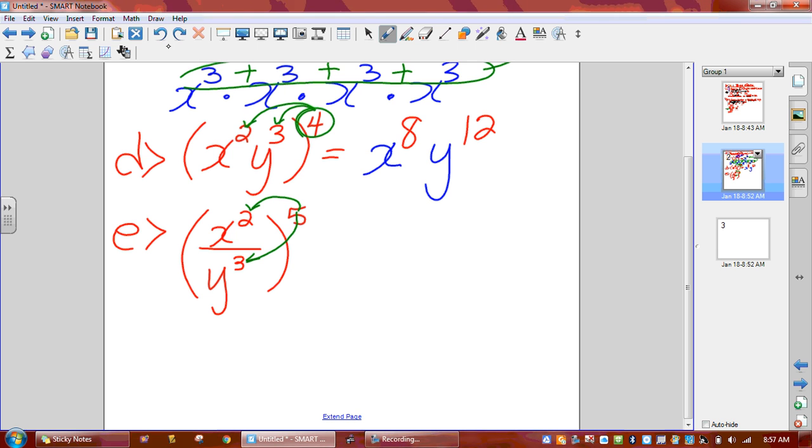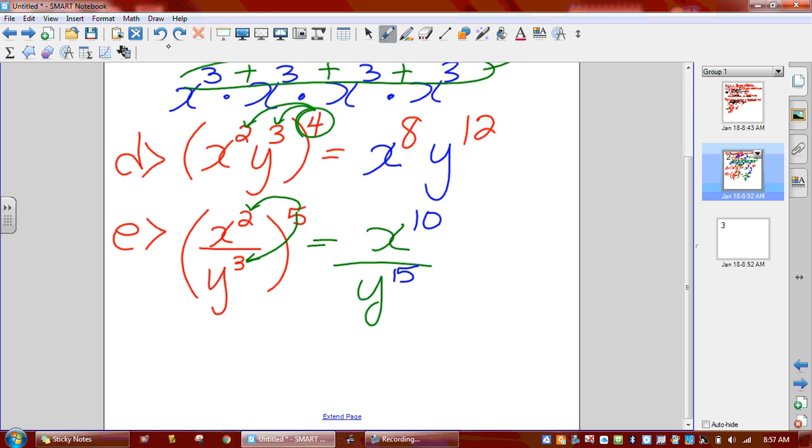So now we're going to get x on top of y, and we need to write their exponents. So what's 5 times 2? 10, good. And what's 5 multiplied by 3? 15, beautiful. And you're going to notice that it also took away the brackets. The brackets are now gone. Okay?